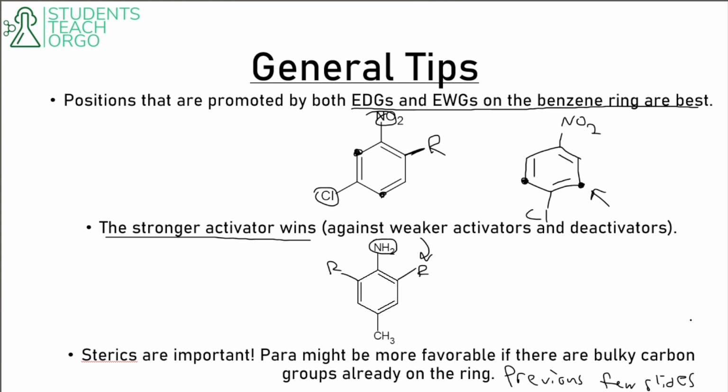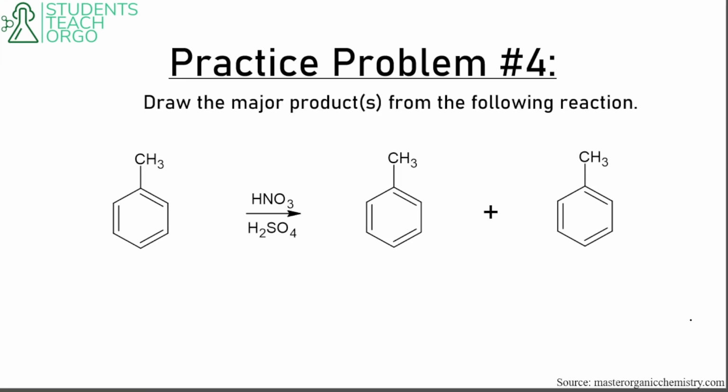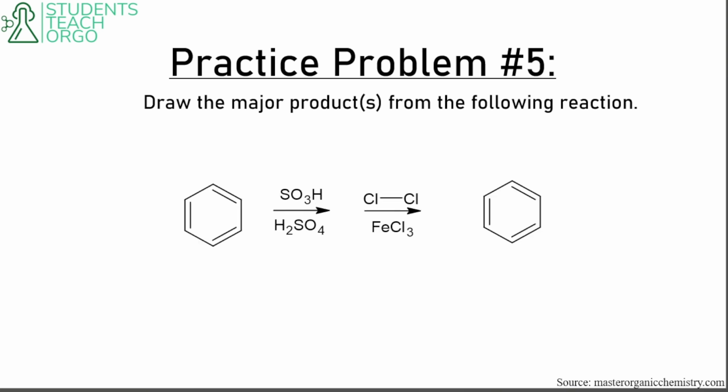All right, hopefully these tips make sense. Let's continue. All right, so this methyl group is a weakly activating group. So it's going to promote ortho and para. So you're going to get your ortho product, you're going to get your para product. Kind of hard to predict which one in this case, but you would be getting ortho and para.